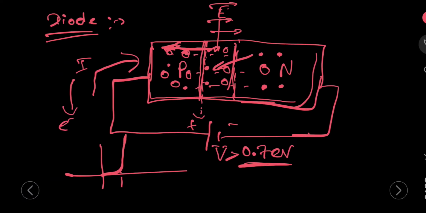The electron flow direction will be in this direction. So this is the condition for the VI characteristic of the diode. We will talk about this later in more videos.